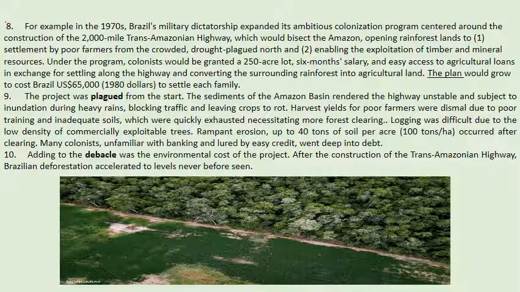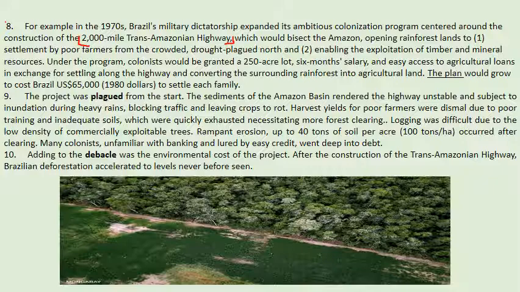For example, in the 1970s, Brazil's military dictatorship expanded its ambitious colonization program centered around the construction of the 2,000-mile Trans-Amazonian Highway. Imagine a highway this long in the middle of a forest, which would bisect the Amazon, meaning divide it into two, obviously opening the forest to a whole lot of logging and deforestation.